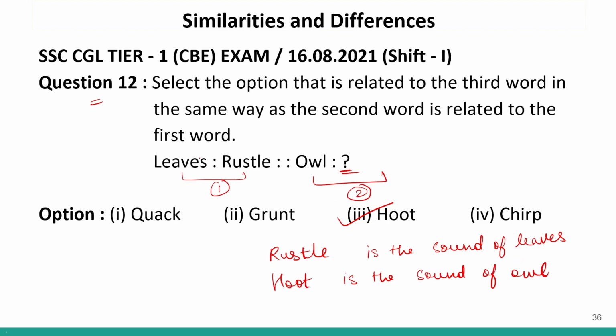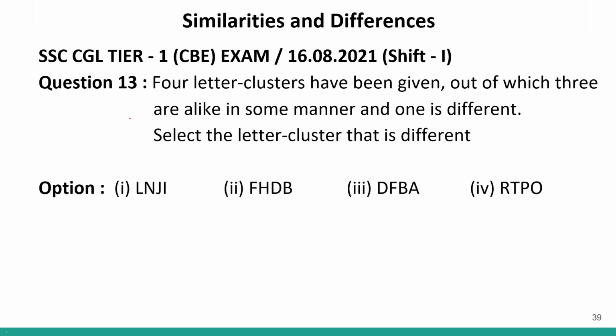So what we did, first we identified the relationship between the first pair and then we applied the same relationship in the second pair to find the missing element. This is how you solve analogy. So the common logic was that we had to find the sound of the first element in both the analogies. Okay.